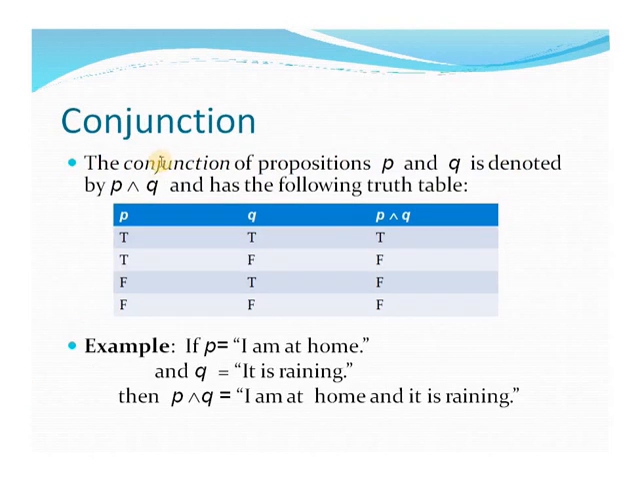Next one, conjunction. The conjunction of propositions P and Q is denoted by P and Q. You know this is and has the following truth table. So we put P, Q here, and this is P and Q. So all possible truth values we can put. So if P is true, Q is true, then P and Q is true.